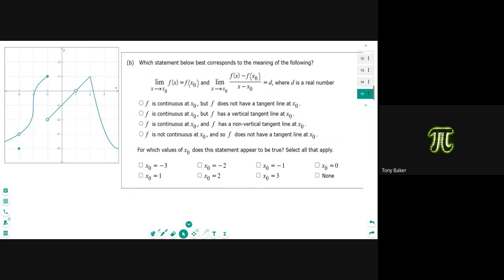All right, so the limit as x goes to x naught equals the value of f of x naught. And the limit as x goes to x naught of the difference quotient equals d. So the limit as it goes to the point equals the actual value, the function at that point. And the tangent line exists. It has a slope at that point.